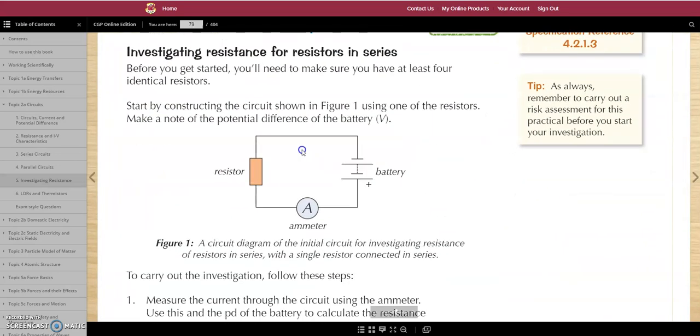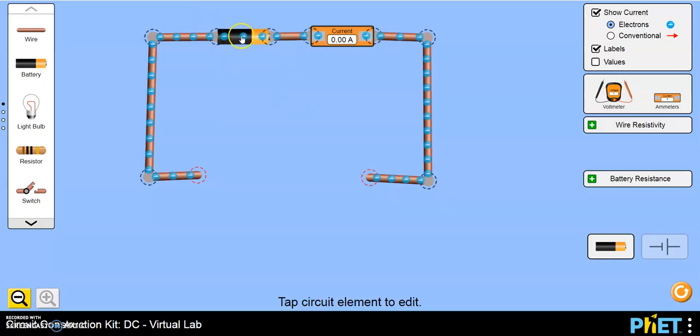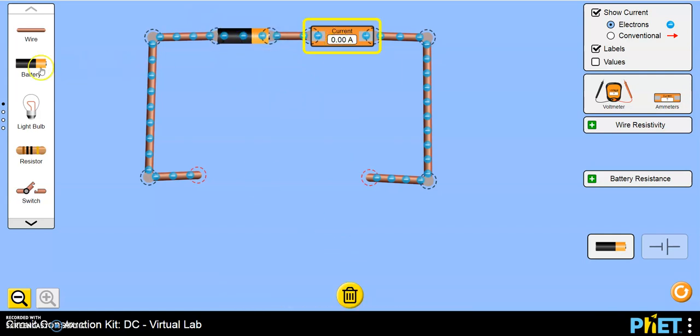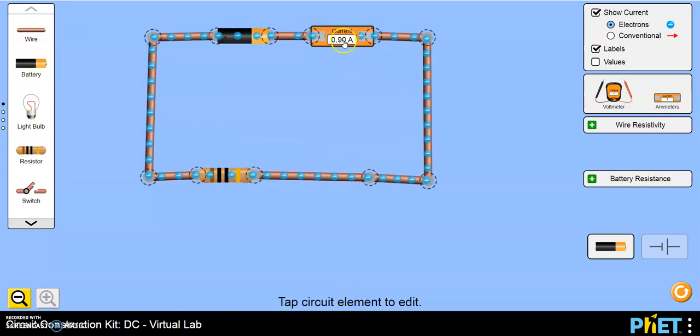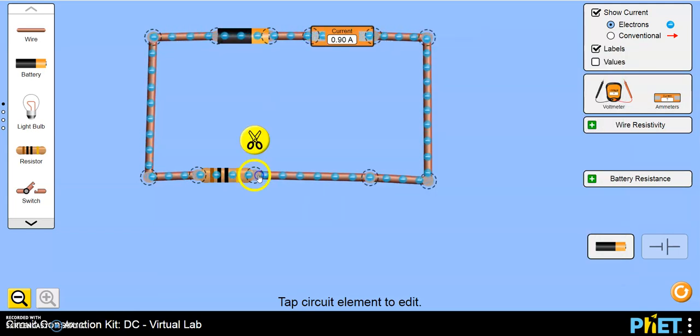So the experiment's really simple and we can simulate it quite easily. Here I've got a cell. This has given me 9 volts. I have an ammeter to record the current, and I can add a resistor to complete the circuit. And it gives me a current of 0.9 amps. And I can add another resistor, which will give me a different current of 0.45 amps.